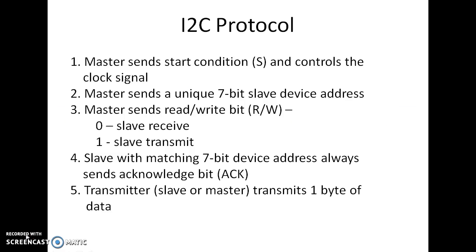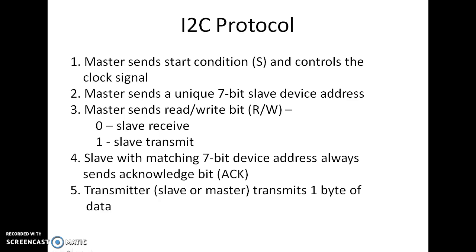See this step by step. Initially, the master sends the start condition S and it controls the clock signal. Second, the master always sends a unique 7-bit slave device address. After that, the master sends the read or write bit. If the master sends 0, the slave will receive and the master will transmit the data. If that bit is 1, the slave will transmit and the master will receive. Now the slave with the matching 7-bit address always sends the acknowledgement bit ACK.